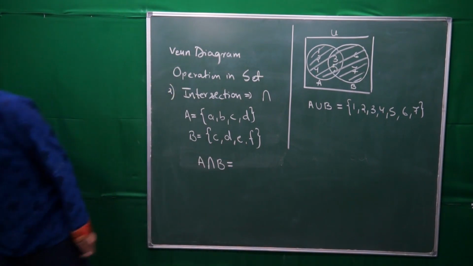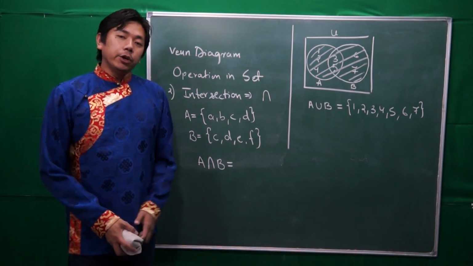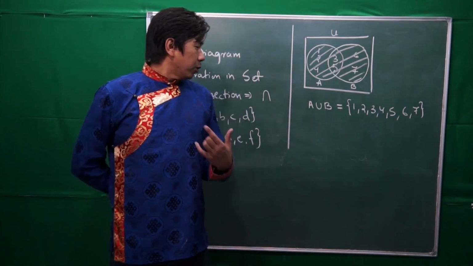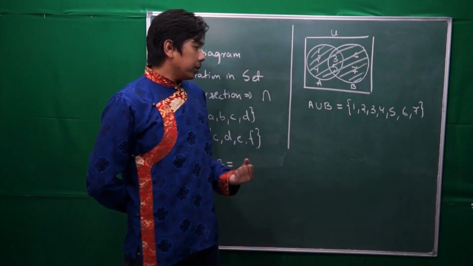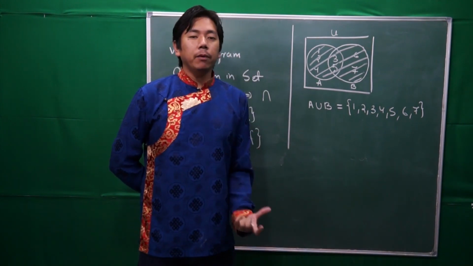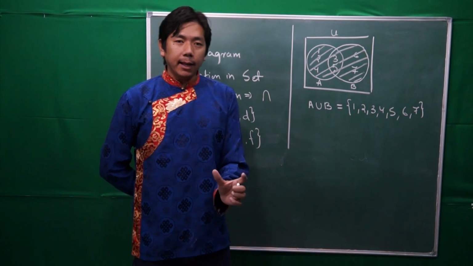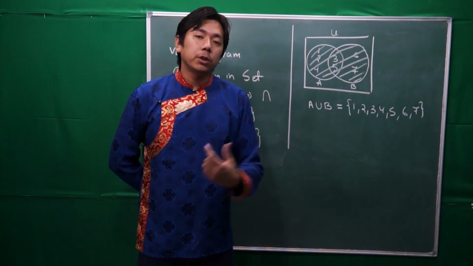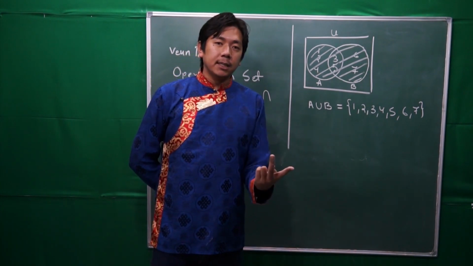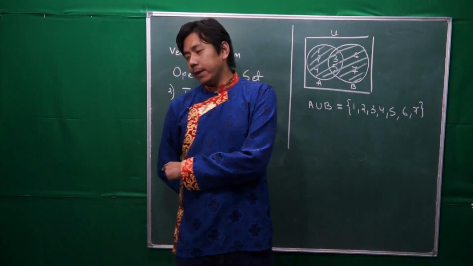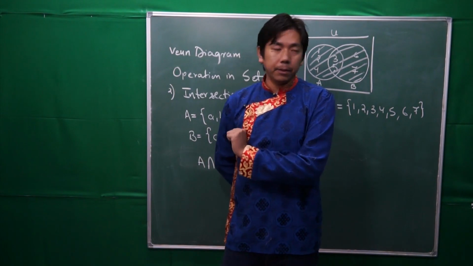In union, what we did was we wrote all the elements together. Now opposite to this, in intersection, we will write only the elements that are in both the sets. The elements that are in both sets will be the set of intersection.